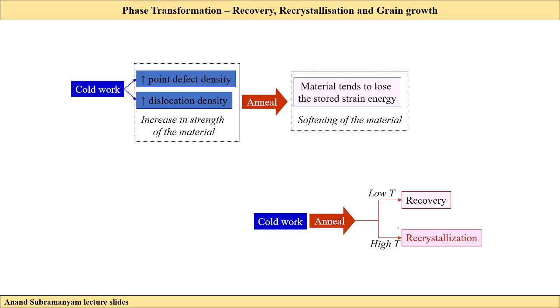Now, once I do the cold work, we have two things. If I do the annealing at low temperature, I will only have recovery, so there will be no strain free grains formed. Only there will be recovery, and when I do the high temperature annealing, I will have recrystallization. So I will have new strain free grains, and if I do it for even more time, they will increase in size, and the grains will be coarsened.